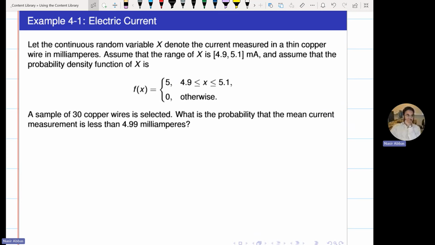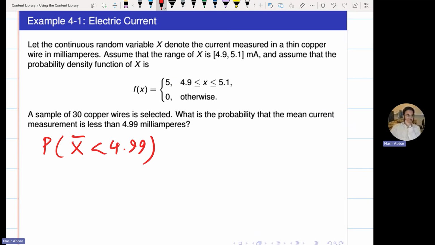Okay. Now I'm turning towards other cases when the distribution of X is not normal. We give you that this is the distribution of X. Let the continuous random variable X denote the current measurement between 4.9 and 5.1. The distribution of X is given. It's not a well-known distribution. A sample of 30 copper wires is taken. What is the probability that the sample mean will be less than 4.99? You are supposed to find the probability of X bar less than 4.99.